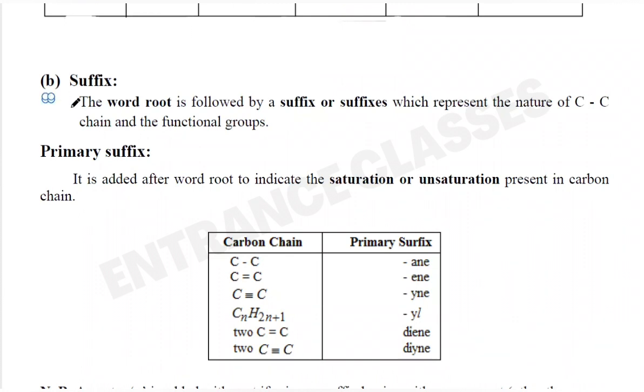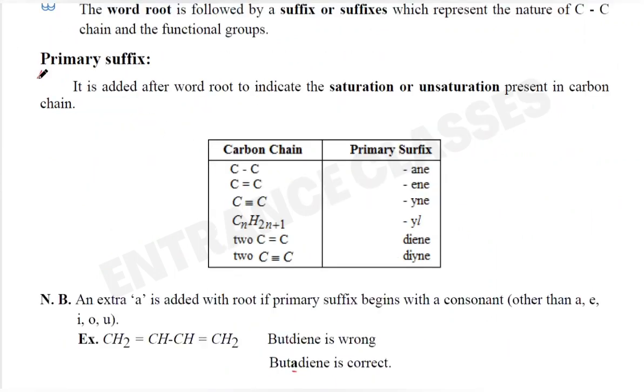Next, suffix. The word root is followed by a suffix or suffixes which represent the nature of the C-C bond. That means it may be double bonded, single bonded, etc. Suffixes are of two types, primary suffix and secondary suffix. Primary suffix is added after the word root to indicate the saturation or unsaturation present in the chain. C-C single bond will be ane, C double bond C, ene, triple bond C, yne. Two double bonds, diene.